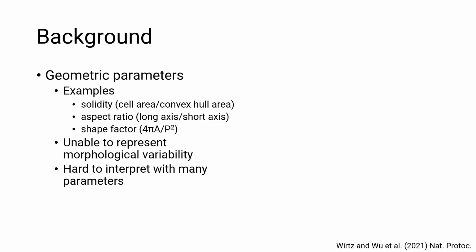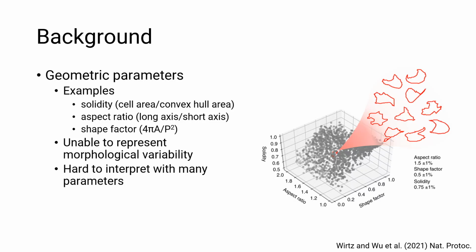Traditionally, geometric parameters such as solidity, aspect ratio, and shape factors are used to describe cell morphology. However, they cannot represent morphological variability. For example, if we plot those parameters onto a 3D plot and find close points on the clusters, we can see that those clusters, even though they have similar parameters, have different shapes. In addition, if we add more and more parameters, the model can be hard to interpret.